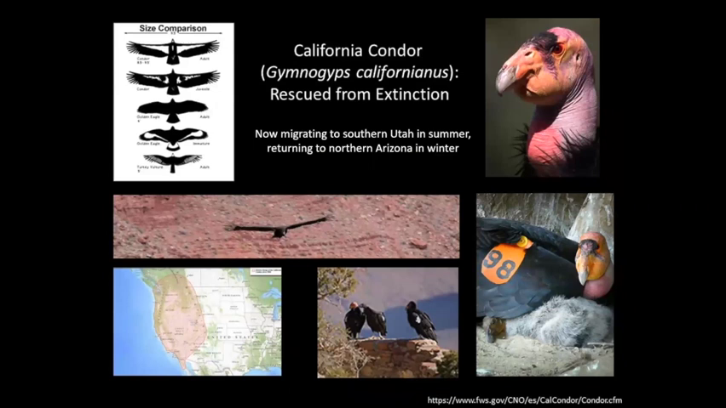Okay, and lastly, among the raptors, the California condor, brought back from extinction, is now undergoing its own kind of migration, moving from northern Arizona up into southern Utah in the summer months, and then coming back to northern Arizona in the winter. Great place to see these is the bridge at Marble Canyon this time of year. So if you want to see some of these incredibly strange looking, wonderfully adapted birds, that's a good place to go see them.